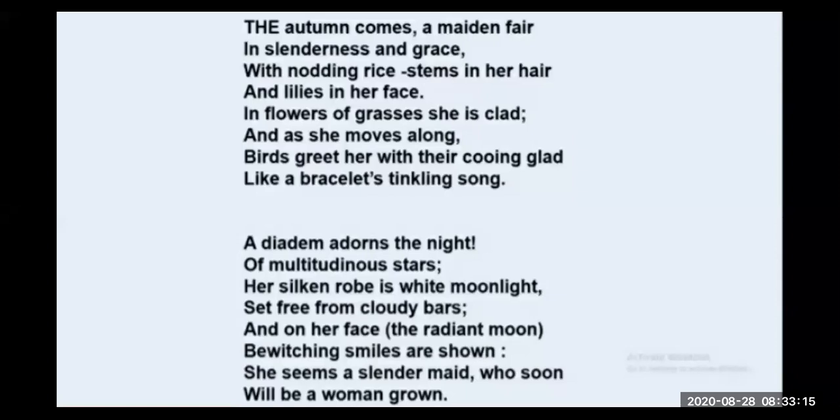See, here the autumn means a maiden fair, means a beautiful girl. Stars. How are the stars there? Multitudinous, means a countless number of stars are there. How is the moonlight? White moonlight is there, silvery moonlight is there. How is the cooing of the birds? Like a bracelet's tinkling is there, means a musical sound is there. Okay.